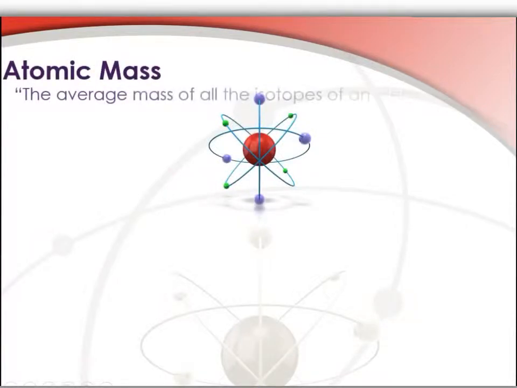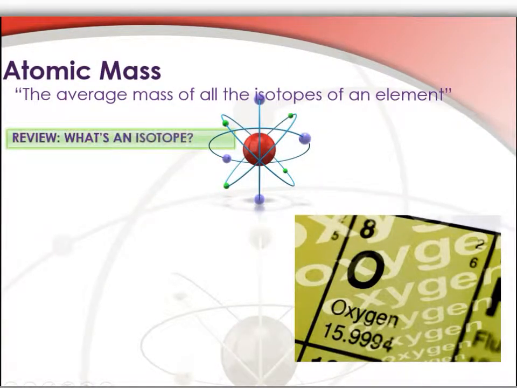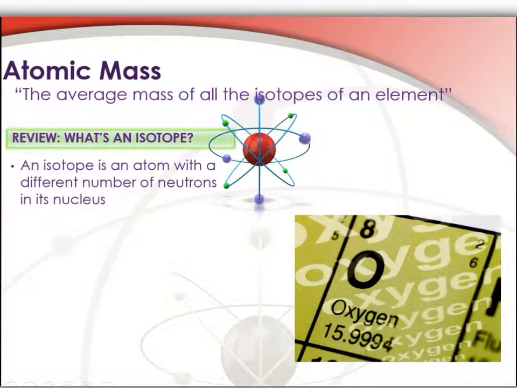So what is atomic mass? The average mass of all the isotopes in an element. Let's review. What is an isotope? An isotope is an atom with a different number of neutrons in its nucleus.